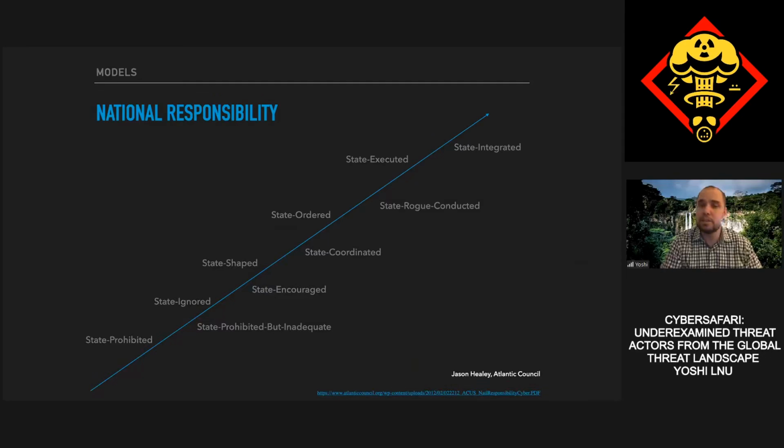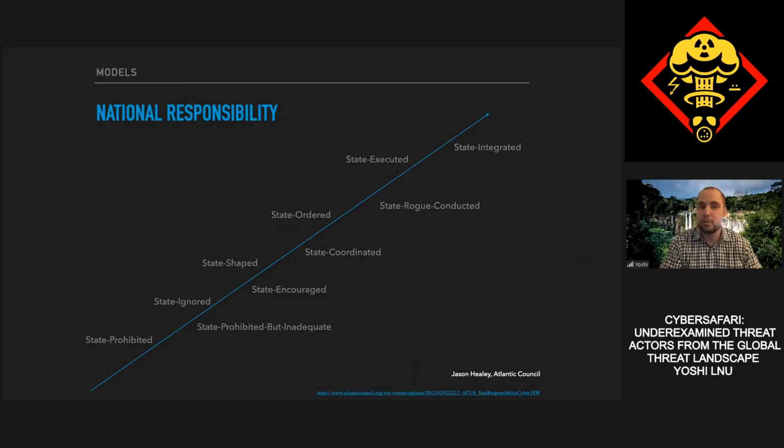The next level up is state prohibited but inadequate. So what that means is that the state doesn't like that actors are doing certain activities, but they can't stop it. They just don't have the resources, the time, whether it's corruption, whatever reason, that means they just can't do it. They're inadequate. Next is state ignored. State knows about it and just doesn't care.